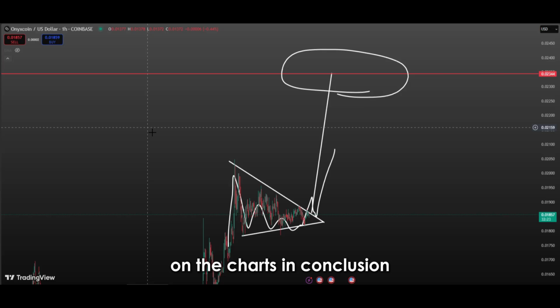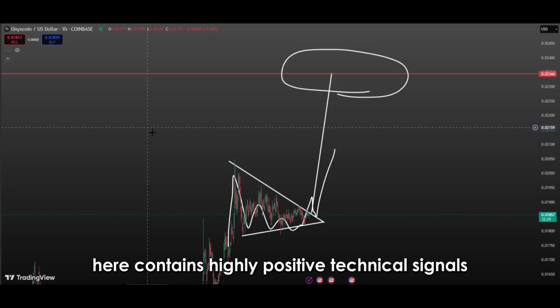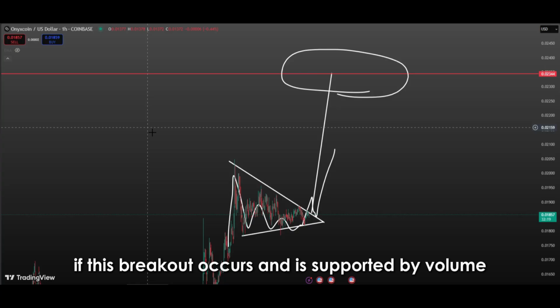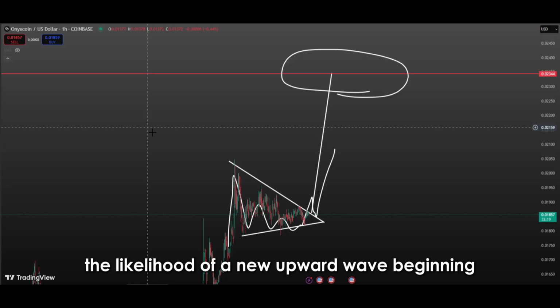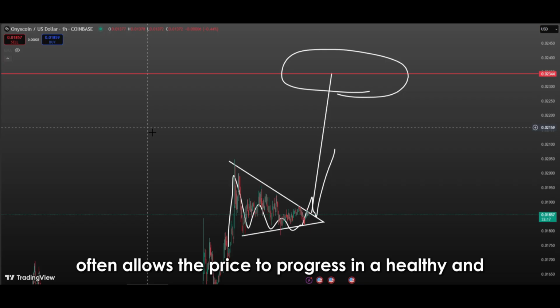charts. In conclusion, the flag pattern holds an important place in technical analysis, and when a bullish breakout occurs, it is highly likely that the price will move toward the defined target. Looking at the current chart analysis, it is observed that the price is approaching the upper boundary of this formation, and a bullish breakout from here contains highly positive technical signals. If this breakout occurs and is supported by volume, the likelihood of a new upward wave beginning, which investors should closely monitor, is high. A well-positioned flag pattern often allows the price to progress in a healthy and controlled manner.